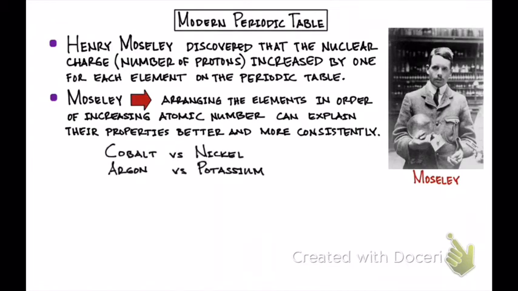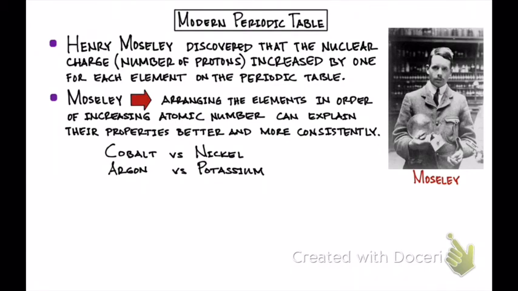So for example, if you look at cobalt and nickel in the periodic table, cobalt comes first because its atomic number is 27 and nickel's atomic number is 28. But cobalt's atomic mass is actually higher than nickel's atomic mass. And so if the periodic table was rearranged in order of increasing atomic mass, then nickel would come first before cobalt.